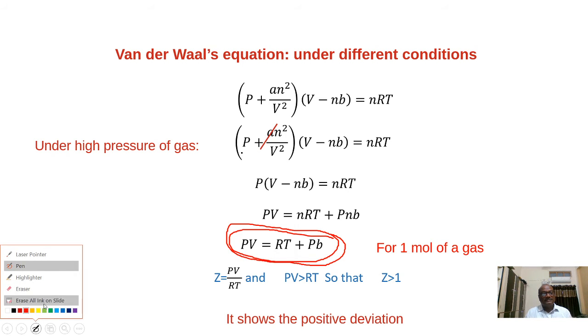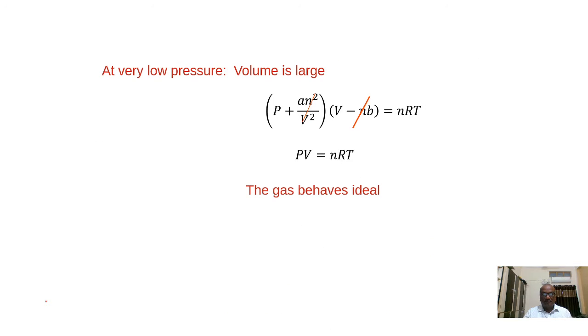Next, let me see the van der Waals equation of state under low pressure. At very low pressure, what happened? Volume will be very large according to Boyle's law, because P and V are inversely proportional. When the volume is very large, look at P plus an square by V square, where the volume is in the denominator. The denominator is very, very large. What will be the value of the fraction an square by V square?